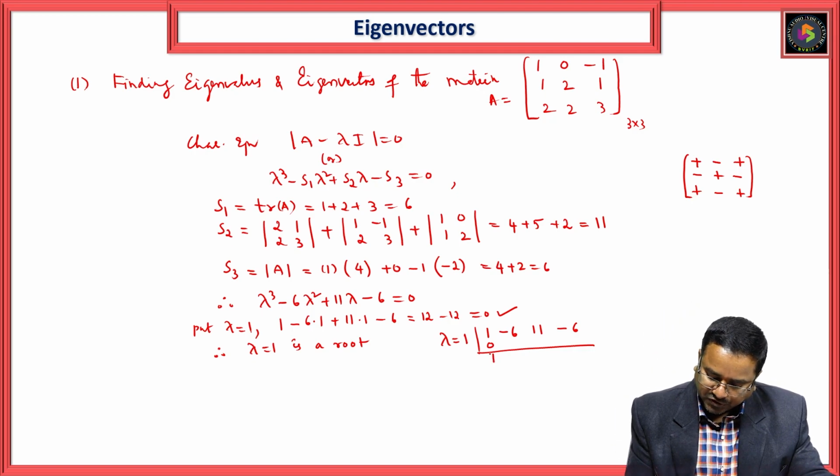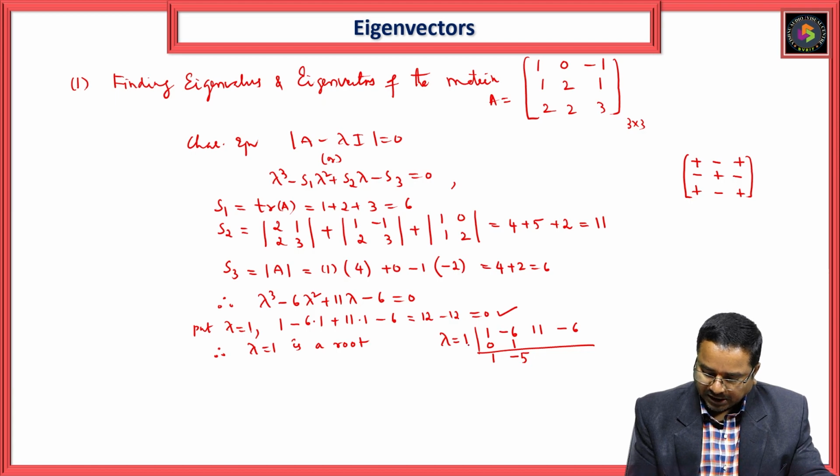Now multiply, 1 times 1 is 1, and write it here. Now we can add again. This is -5. Then multiply 1 times -5 is -5. Then we'll get 6. So 1 times 6 is 6.